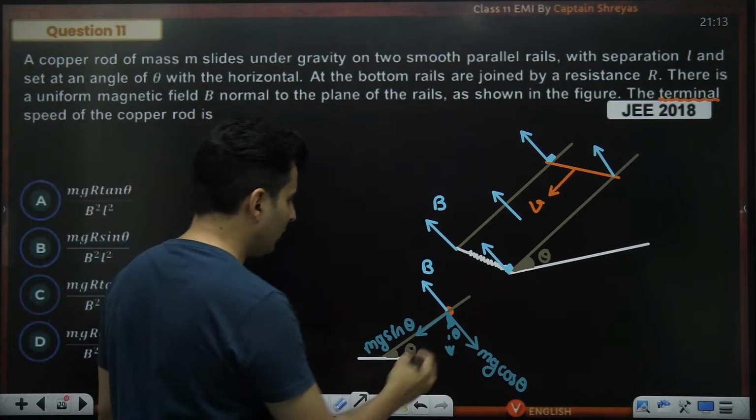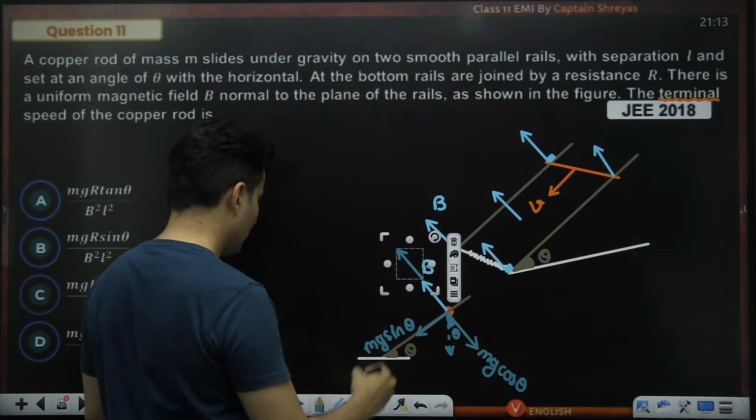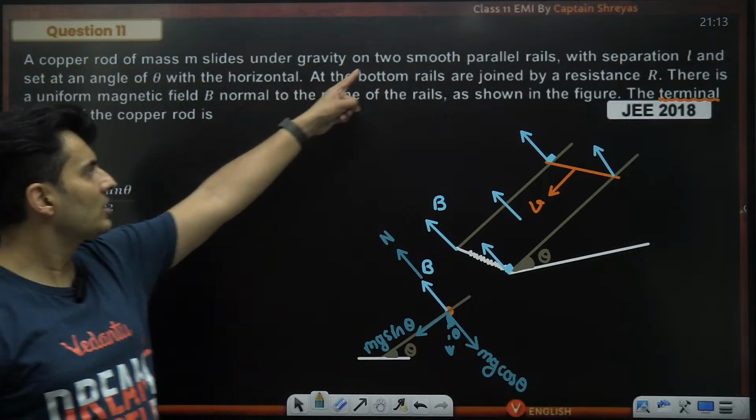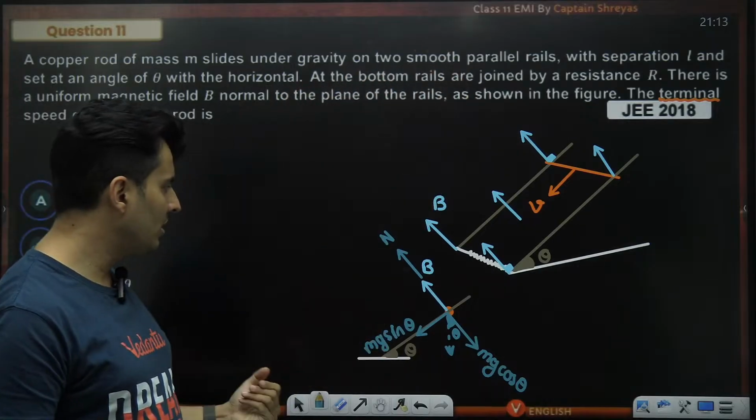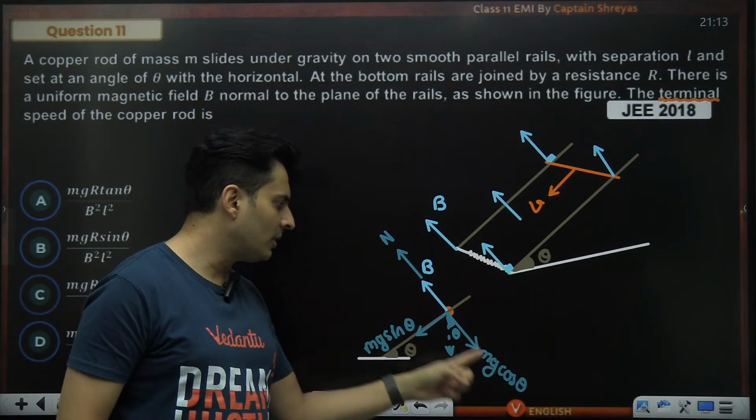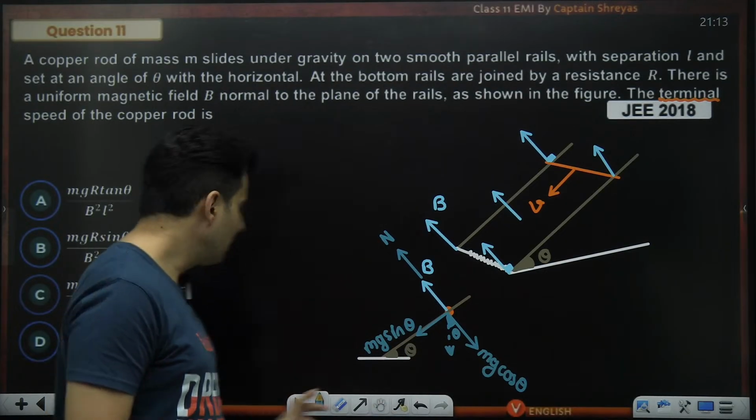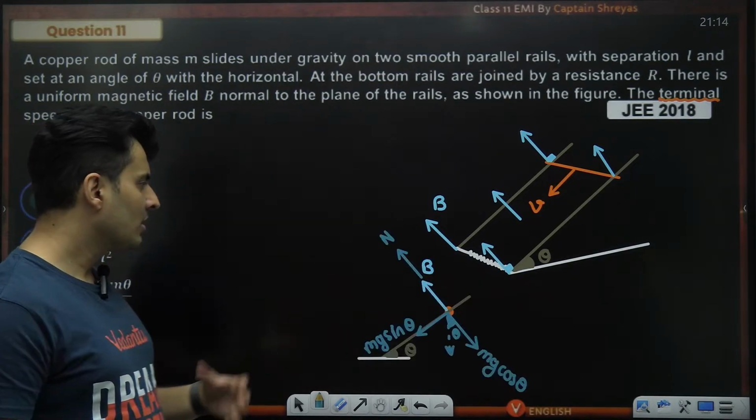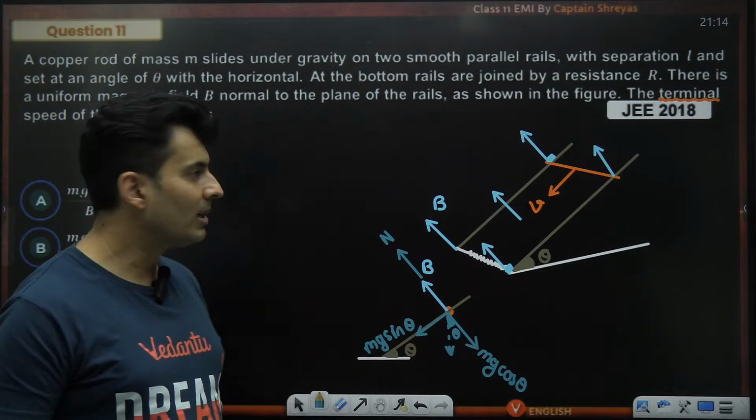Apart from that, there will be a normal force on that rod like this. No friction, I believe, because smoothness is mentioned. So there must be something to balance mg sine theta, because normal is getting balanced by mg cos theta. Remember, eventually all the forces should be balanced on the rod. So what are we missing? I know what we are missing.